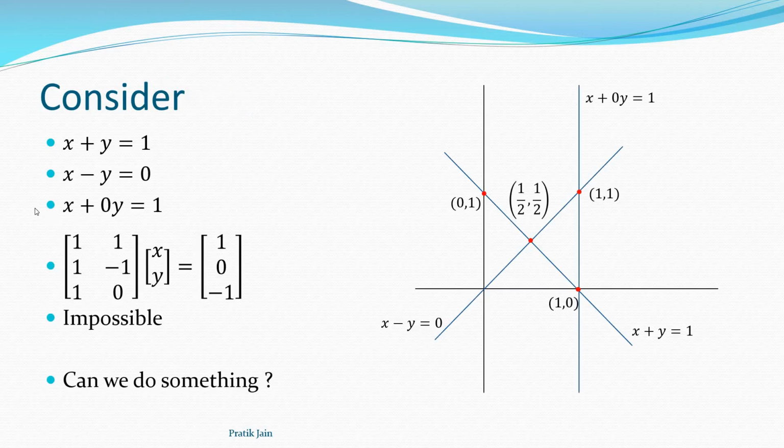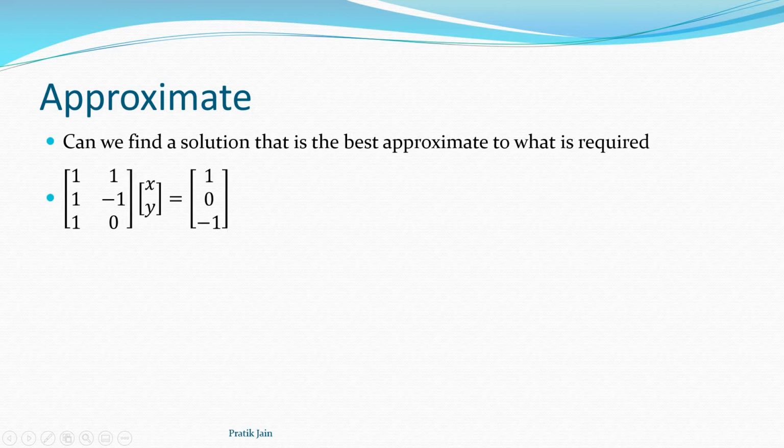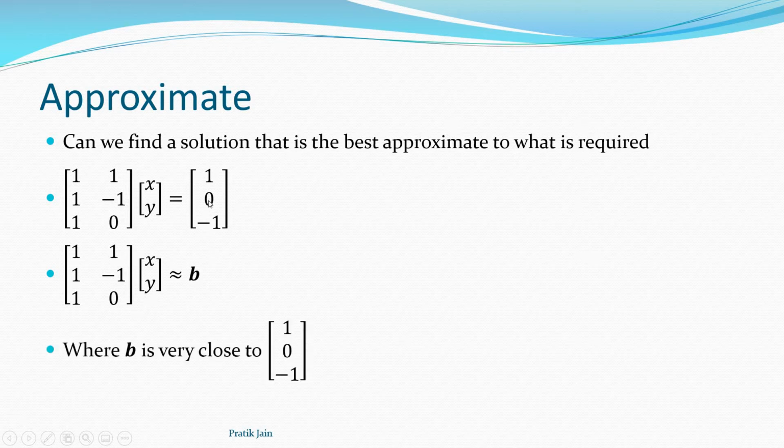So one answer is approximate. What if we can approximate this vector? By approximate, what we mean is, can we find a solution that is the best approximation to what is required? We cannot get the exact solution, but can we have a solution which is very close to the original solution? So can we have a solution B which is very close to this vector, right?